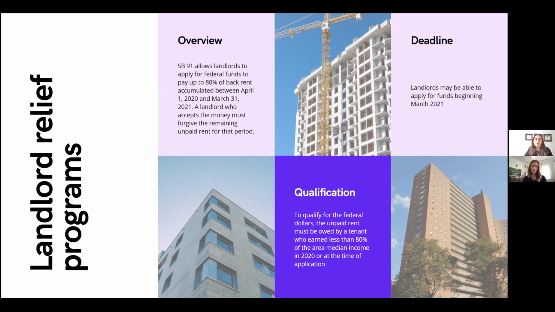Not all landlords qualify, so definitely keep this in mind. And I believe you can start applying for this starting next month. Last I checked on the website, the website wasn't loaded yet, but you could sign up to receive updates when you can start applying for the money.